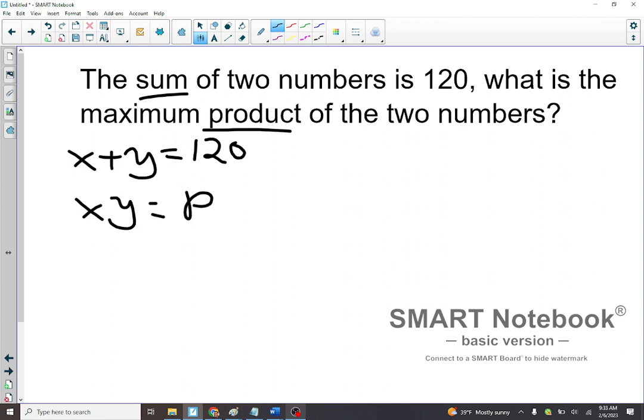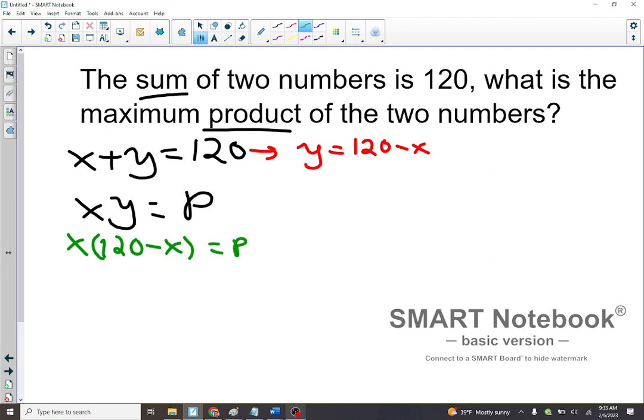X equals 120 minus y. Good. So I want to solve it so I can set it up as one variable. So y equals 120 minus x. I like switching it, it's okay. You'll see it does the same thing anyway. So then I'm going to rewrite this y as 120 minus x equals p. Distribute the x. 120x minus x squared equals p.